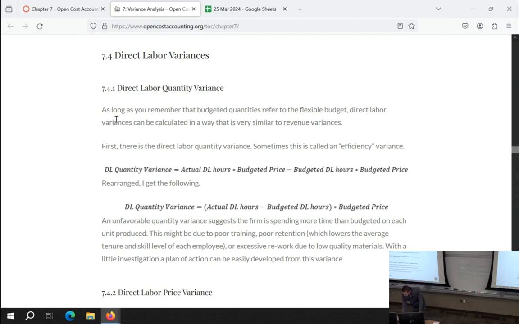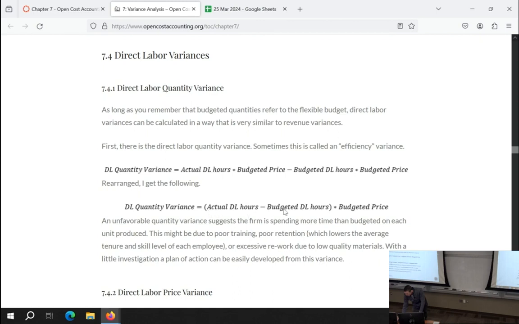And so we have direct labor. So these are laborers who have spent time on our product. So how much we're paying them and how long they worked to produce the products are the two that we're most critically interested in. And how long they work is the quantity variance. So here we have the actual hours they worked.